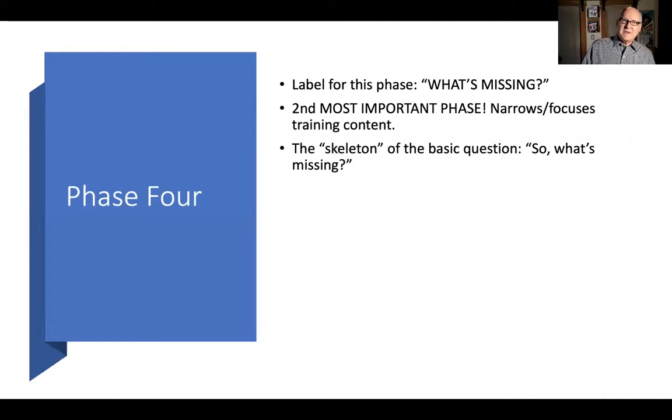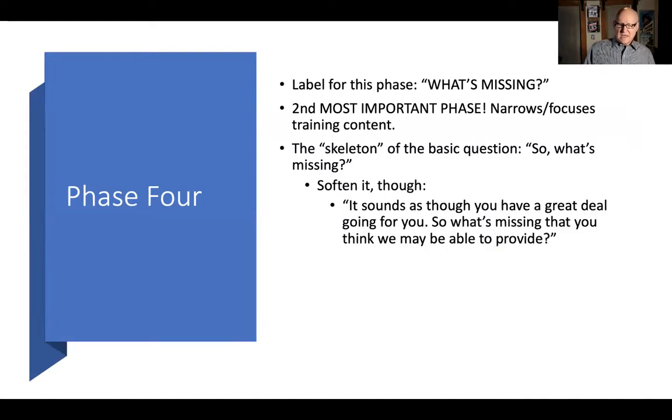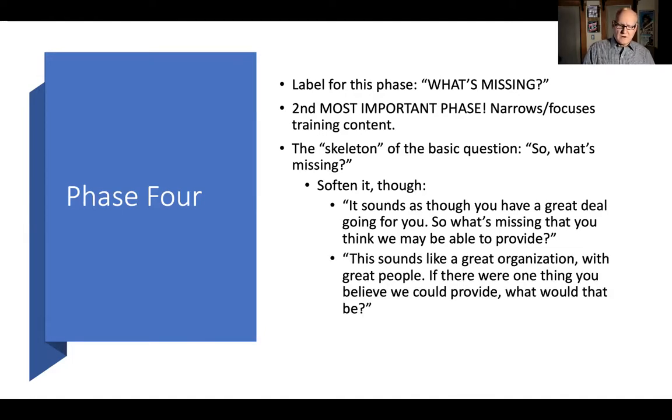And I say it that way because that's awfully blunt. You're going to need to add a little bit of softening to it. So you might end up saying something like, it sounds as though you got a great deal going for you in this organization. So, given that, what's missing that we might be able to provide? Or, this sounds like a great organization with great people. If there were one thing that you believe we could provide, what would that be?